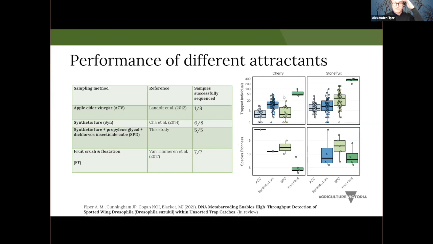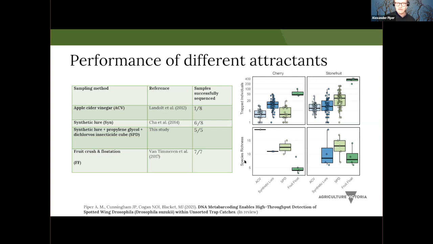Now, looking at the graphs on the right, this is the number of individuals trapped in each sample, number of Drosophila individuals. You can see in the cherry orchard, the synthetic lure trapped the most, while the apple cider vinegar and the one with propylene glycol were about equivalent. And in the stone fruit orchard, the one with the propylene glycol and the dichlorvos insecticide caught more insects.